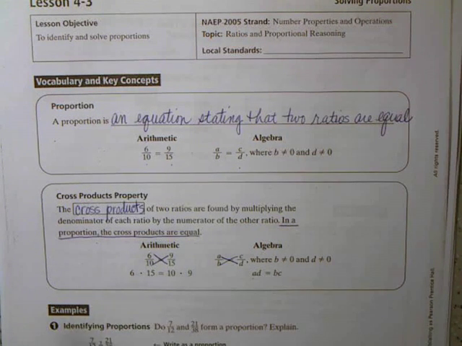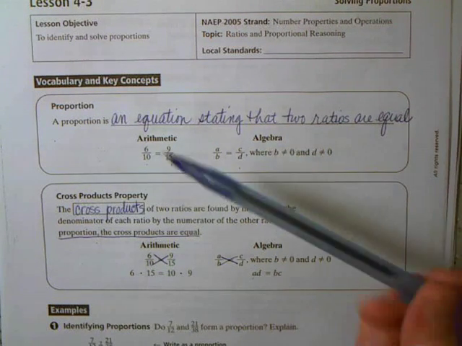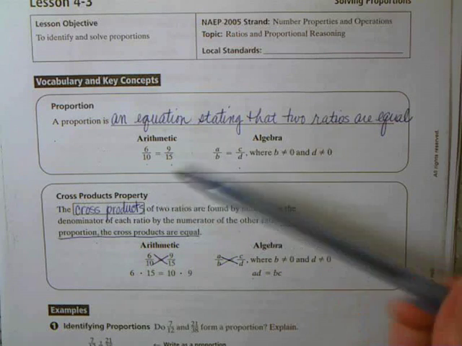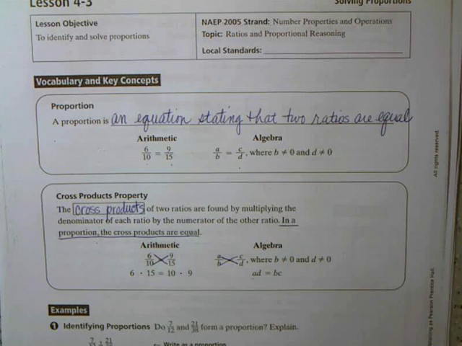Okay, now, cross product property. The cross products of two ratios are found by multiplying the denominator of each ratio by the numerator of the other ratio. In a proportion, the cross products are equal.